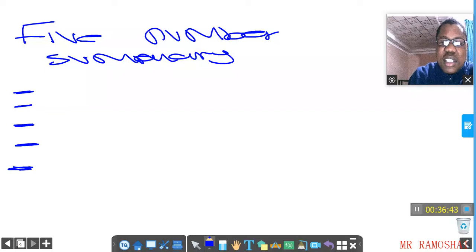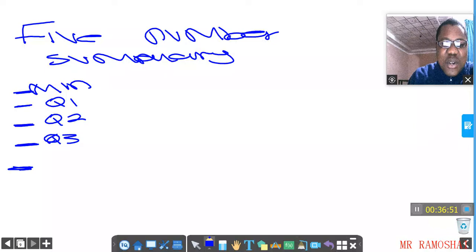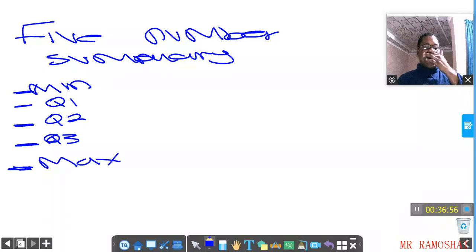Which are those numbers? We need the minimum number. We need quartile 1. We need quartile 2. We need quartile 3. And we need the maximum number. Here it means we talk about a mixture of range plus quartiles. Then they give us a 5 number summary.